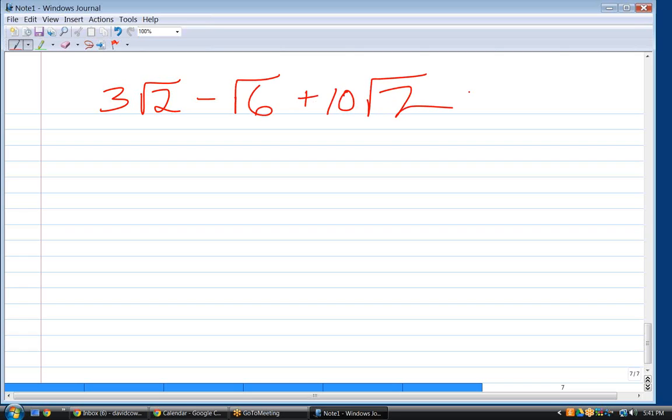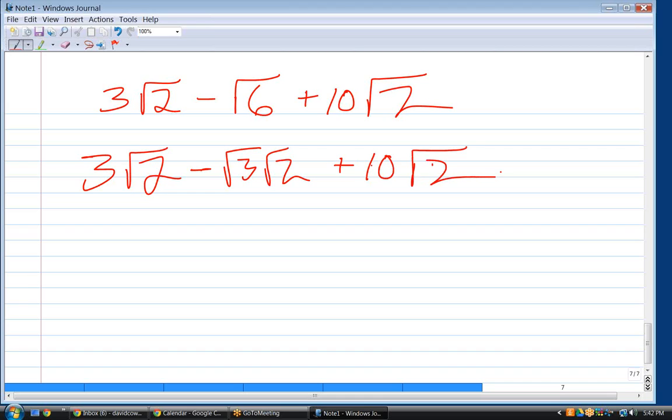How can I write square root of 6? It's the square root of 3 times the square root of 2. And I'm writing it that way, not because I'm simplifying it, but I'm trying to turn everything into apples. I can't do anything with square root of 2 minus square root of 6. This is an apple, this is an orange. So I can't combine them.